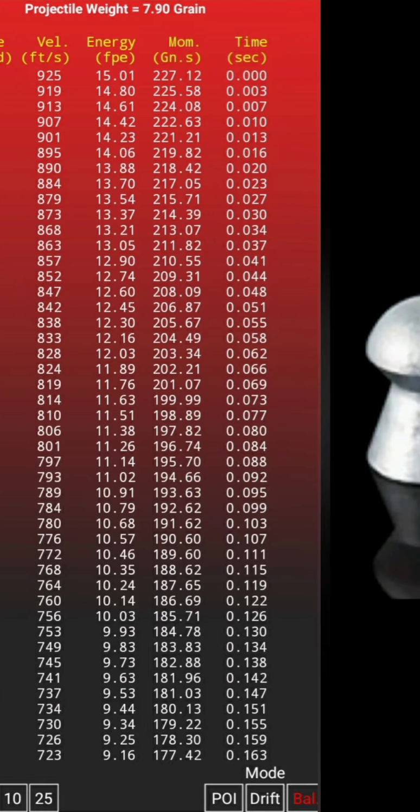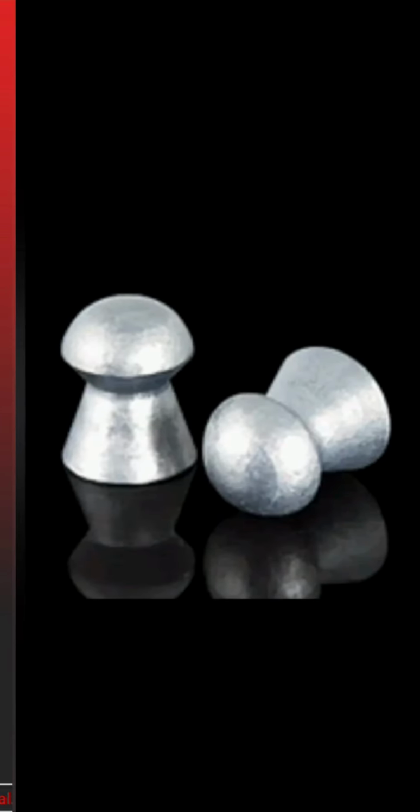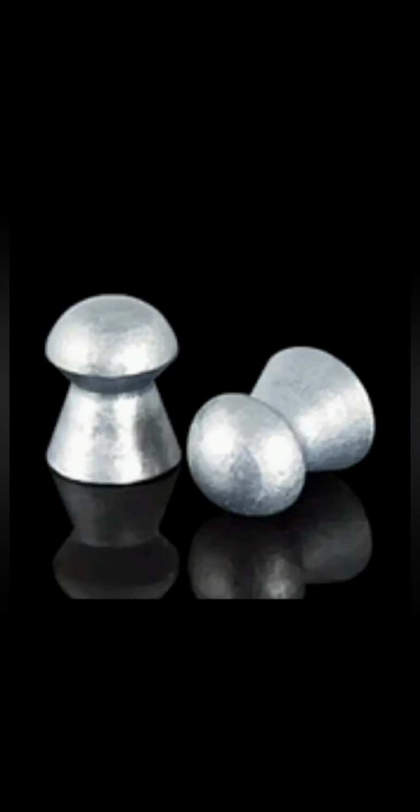Okay, guys, this has been how I decide at what distance to zero my scope to get the most out of it. I hope this has helped y'all. Maybe it'll help you decide how to zero yours too.